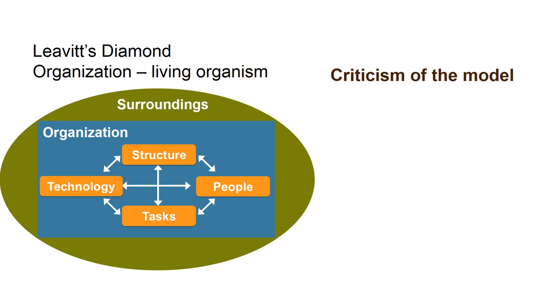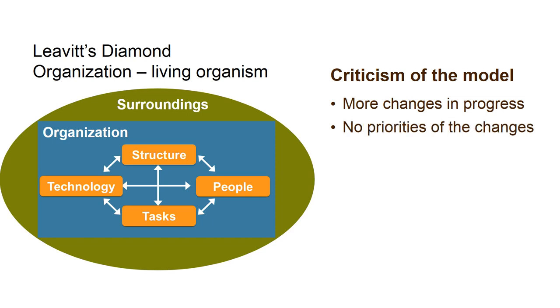Now we shall review a criticism of the model. The model does not take into account that several changes can take place at the same time, and there are no priorities given to the changes in their order of importance. However, it is recommended that you use the model so that you don't overlook a component.